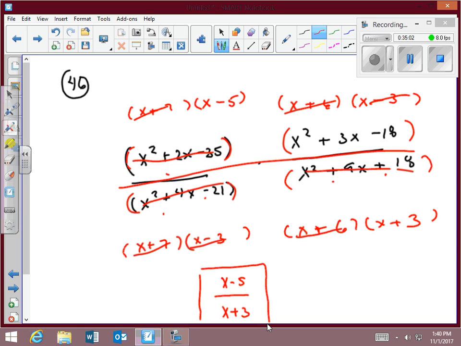Want to see any more? I mean, it's just the same thing over and over again. They just get a little bit harder on factoring.